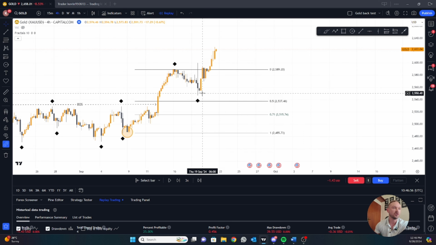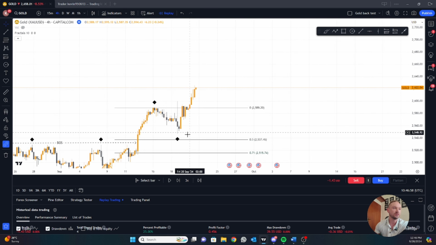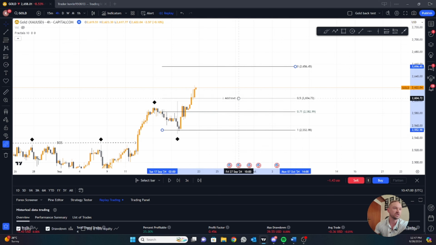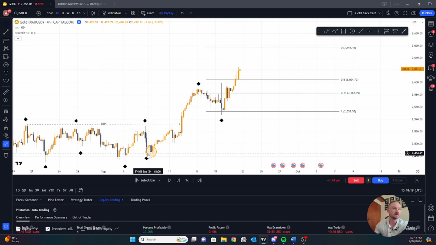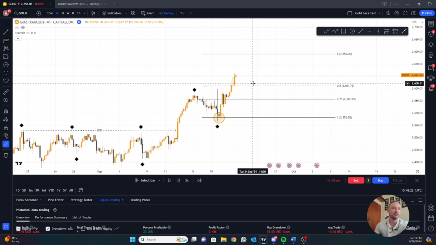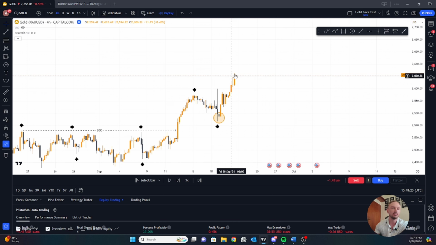Okay, so we have got another break of structure, so removing our Fibonacci, this will be our new low. Here, this is our new low, and we're going to wait for a pullback before we enter a trade again.